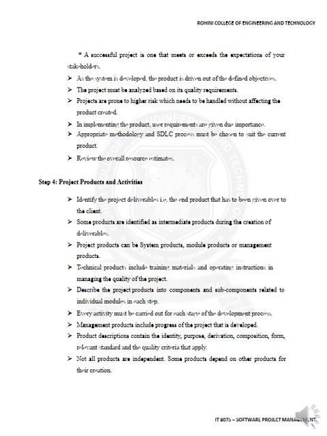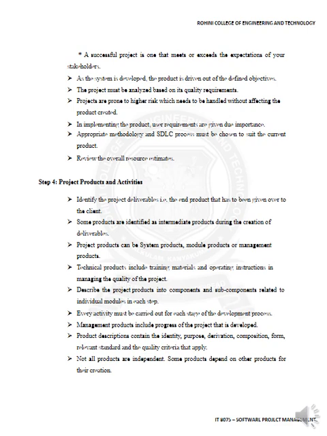Step 4, project products and activities. Identify what the deliverables are, the end product that has been given to the client. So the project products can be system products, module products or management products. Technical products include training materials and operating instructions in managing the quality of the product. Every activity must be carried out for each and every stage for the development of the process. Management products include progress of the project that is developed.